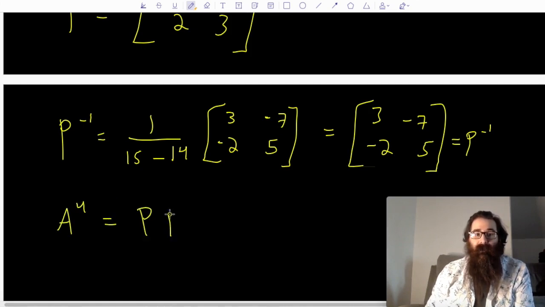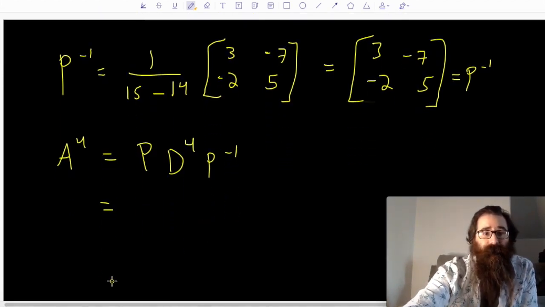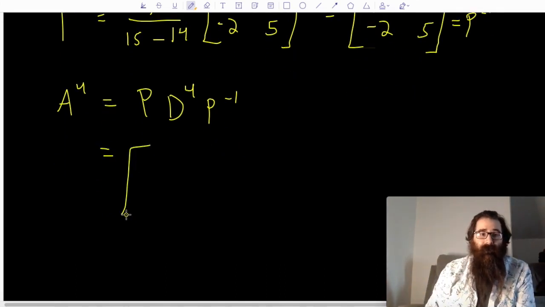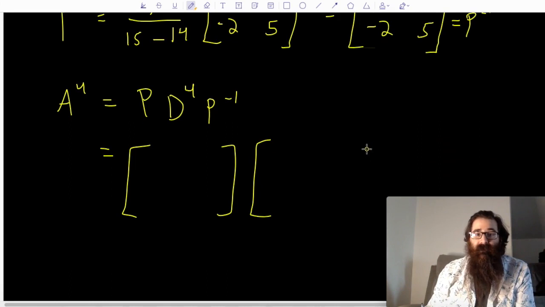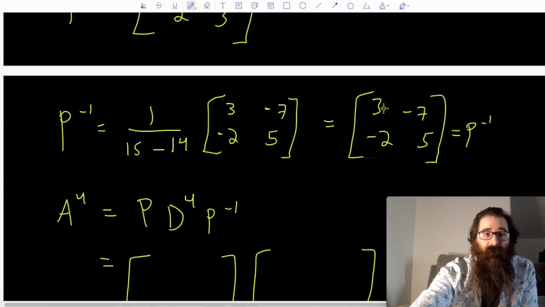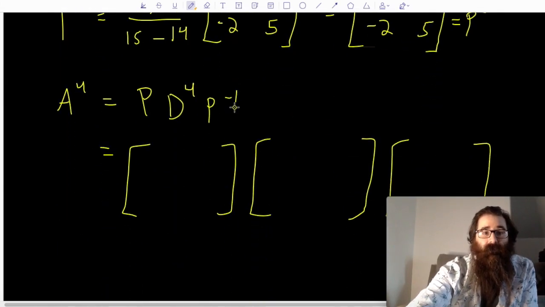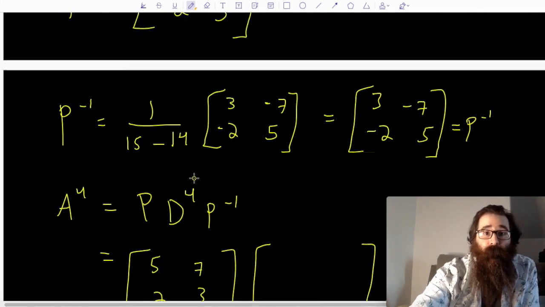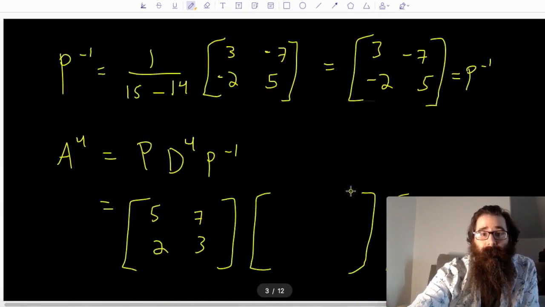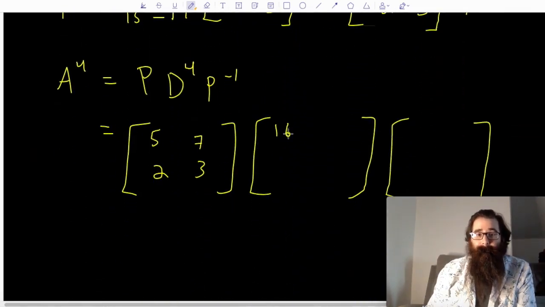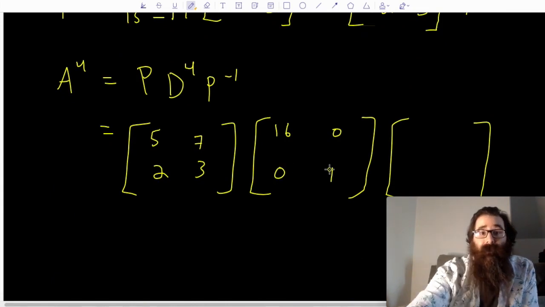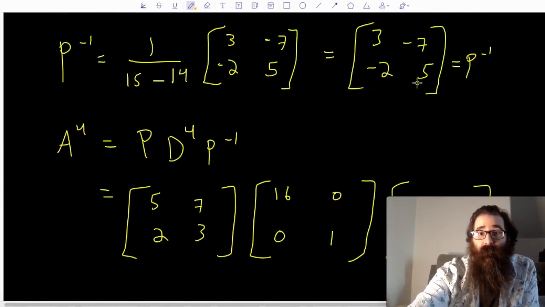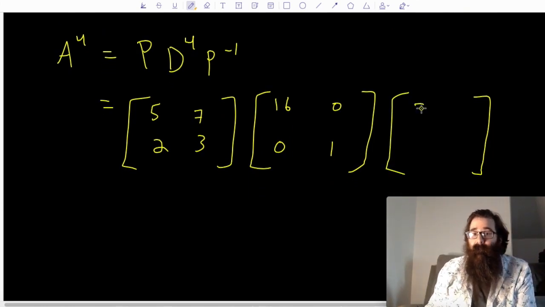We know that that's P times D to the 4th times P inverse. And I actually have all of these pieces. So say first is matrix P, and then is the matrix D to the 4th, and is matrix P inverse. And we can fill these in. Matrix P had rows 5, 7, 2, 3. Remember, D to the 4th was 16, 0, 0, 1. And then P inverse, we just found the inverse, right? That had rows 3, negative 7, negative 2, 5.